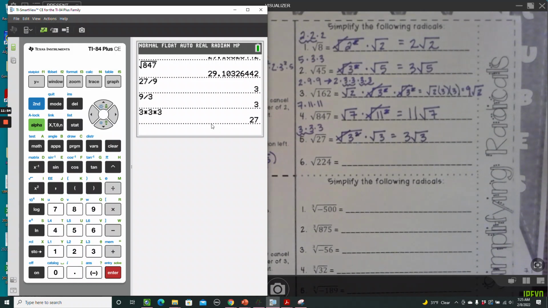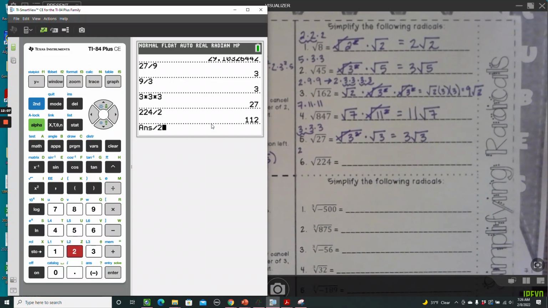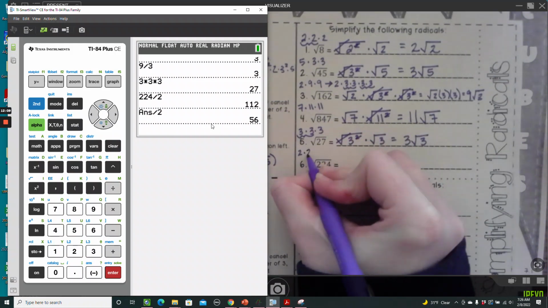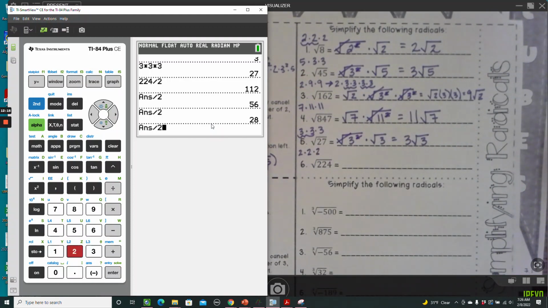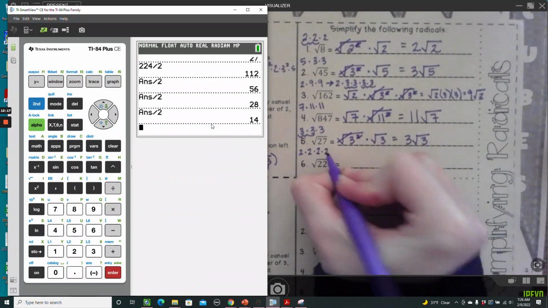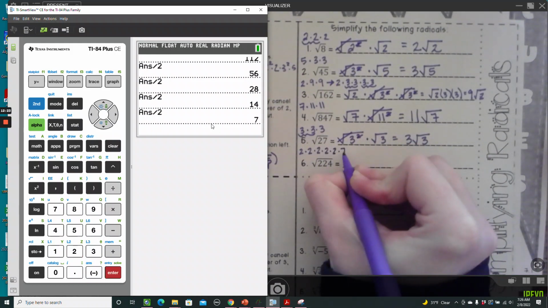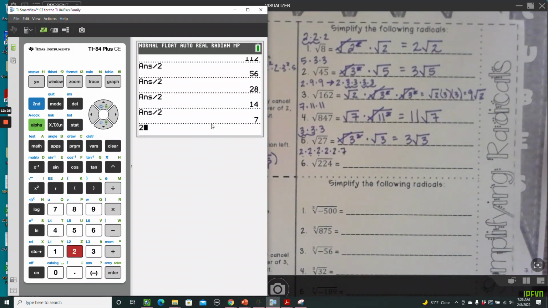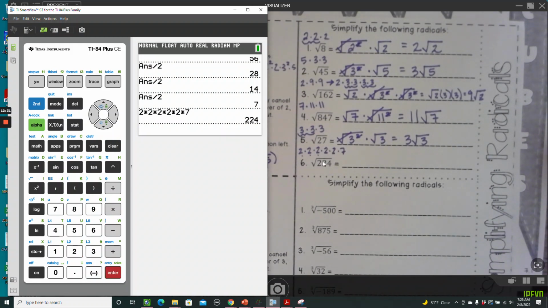All right, 224. Let's divide it by 2, and let's see what happens. So we get 112, and then 112 divided by 2 is 56, so I can divide that by 2. 28, I can divide by 2. 14, I can divide by 2. And then I'm left with a 7. Again, if I go back, I've got 5 2's. 1, 2, 3, 4, 5. Make sure that I factored it correctly.